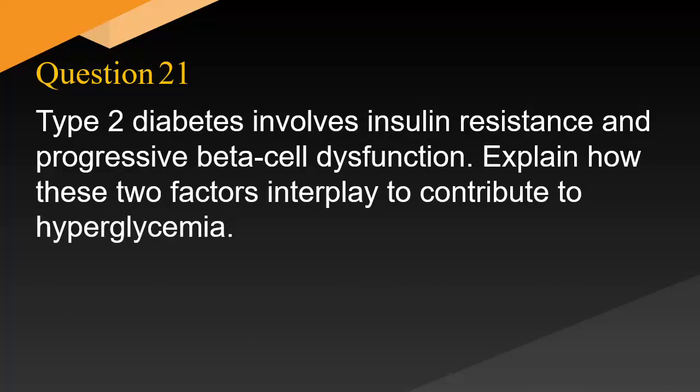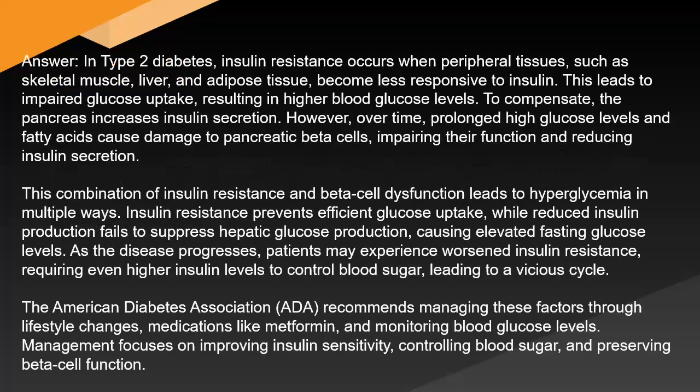Type 2 diabetes involves insulin resistance and progressive beta cell dysfunction. Explain how these two factors interplay to contribute to hypoglycemia. Answer: in type 2 diabetes, insulin resistance occurs when peripheral tissues such as skeletal muscle, liver, and adipose tissue become less responsive to insulin. This leads to impaired glucose uptake, resulting in higher blood glucose levels.